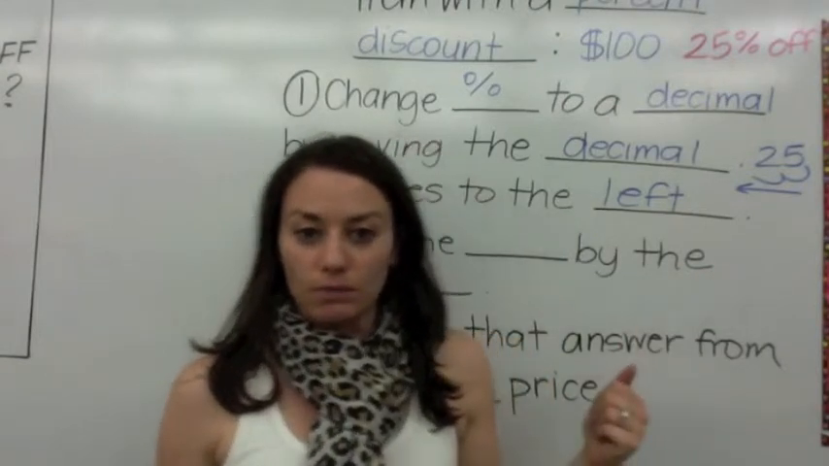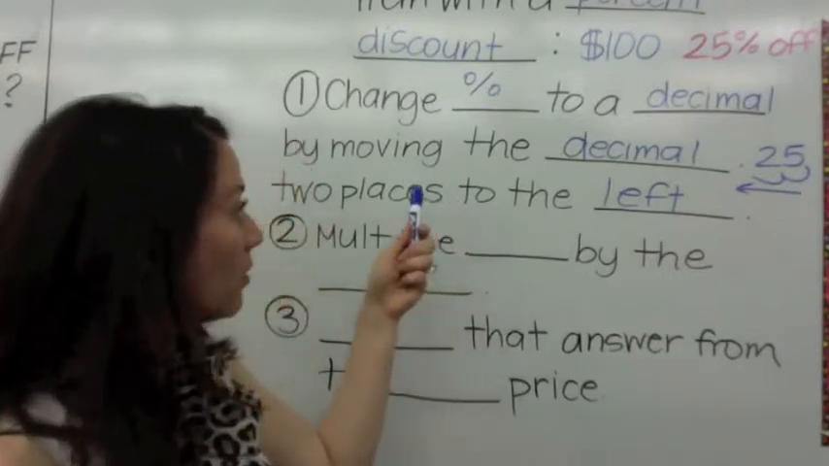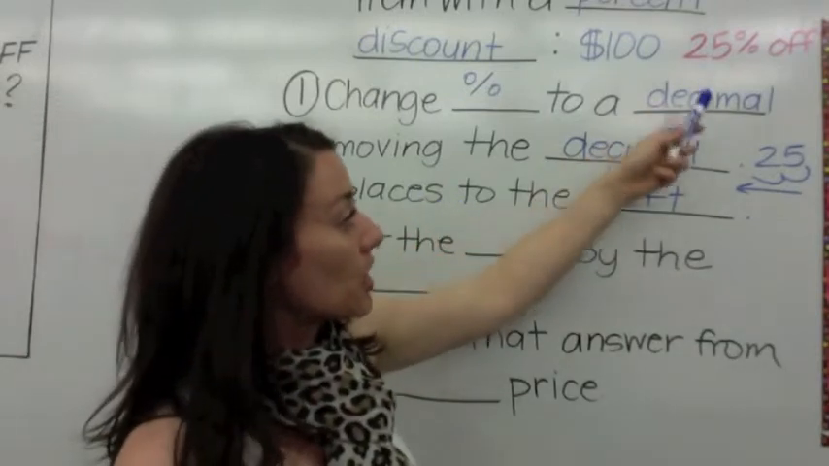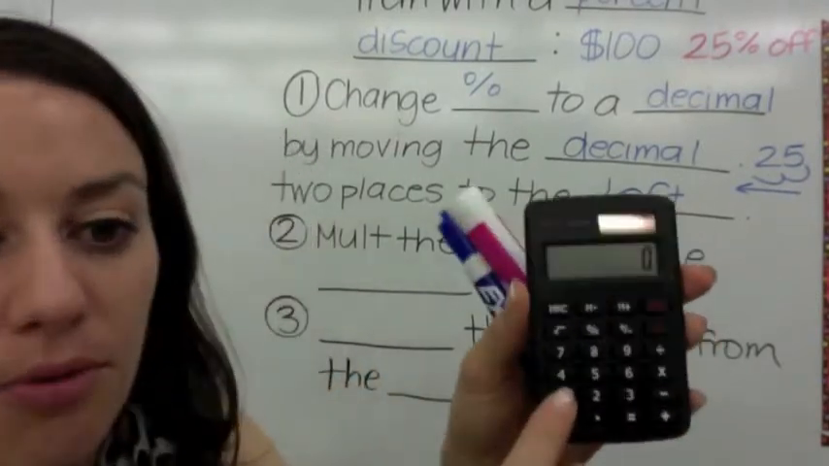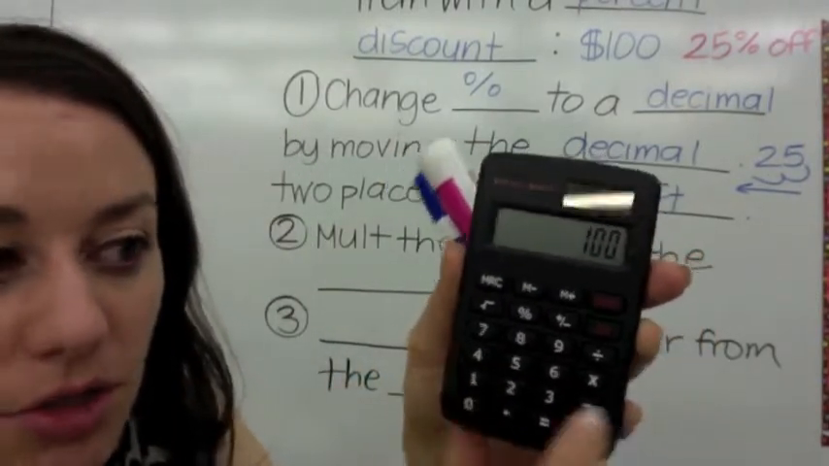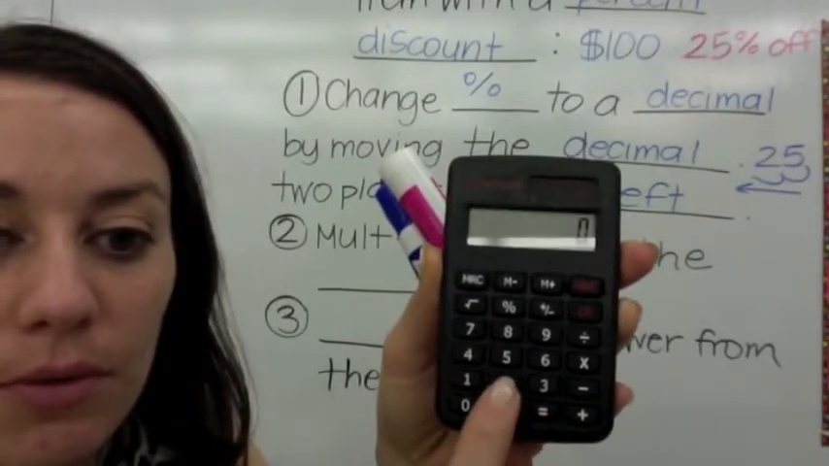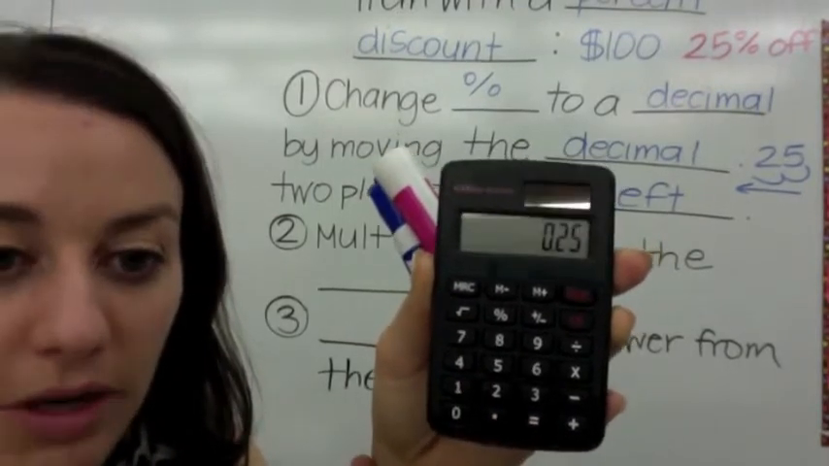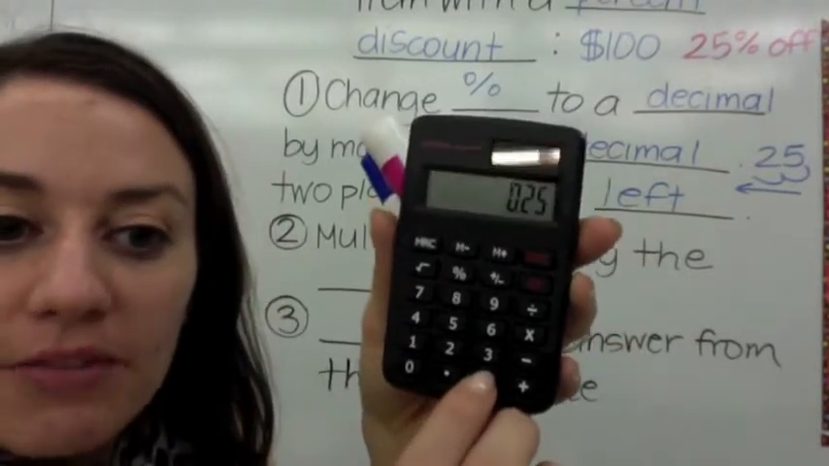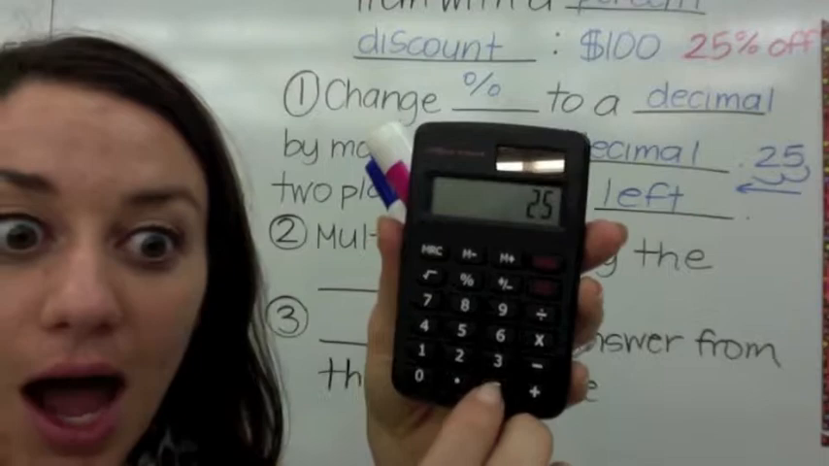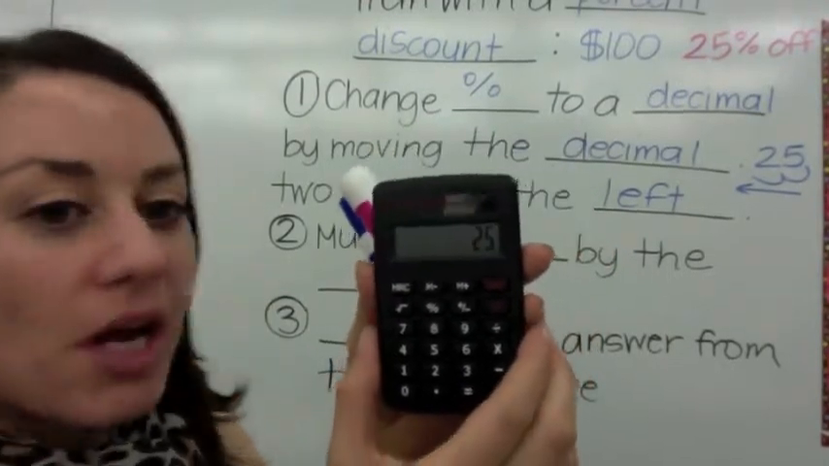Here's what I want you to do. After you change the percent to a decimal, 0.25, you're going to take the price, which is $100, and multiply by the decimal, 25 hundredths, 25%. You're going to get a price. What price do you think you're going to get? What is 25% of 100? Guess what it is? 25. See how that works? That's why it's good to use 100.